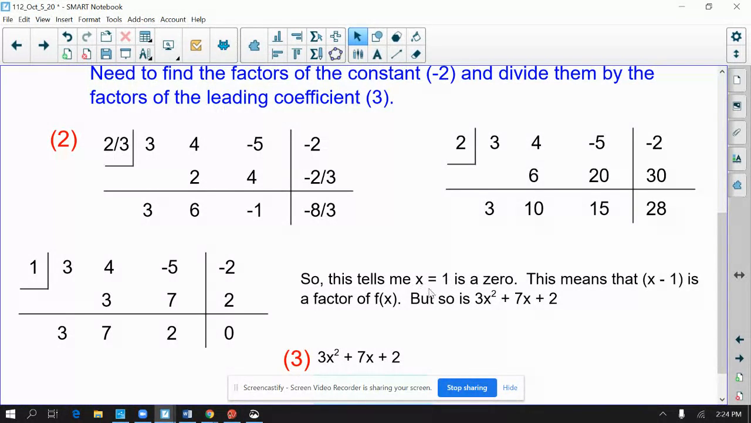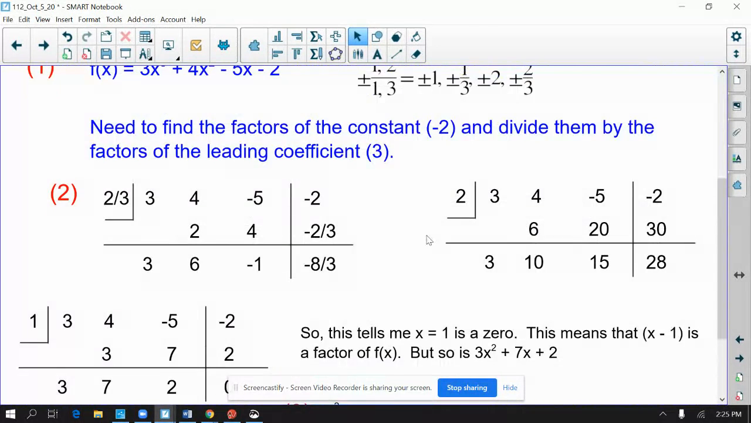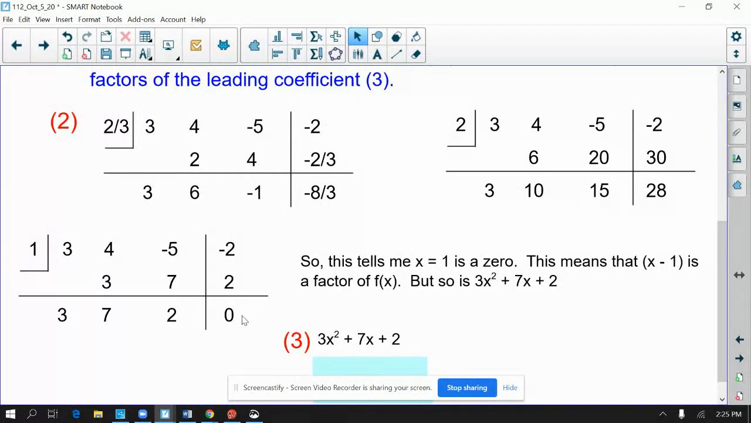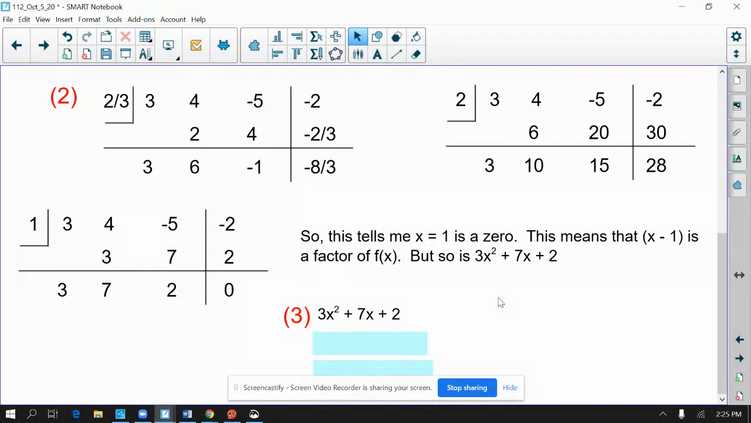Also, the fact that 1 is a 0 means that x minus 1 is a factor. So if I were to divide this polynomial by x minus 1, I would get a remainder of 0. In fact, that's what I did here. But also, the result is a factor. 3x squared plus 7x plus 2 is also a factor. And the last 2 zeros of my polynomial are in this quadratic.